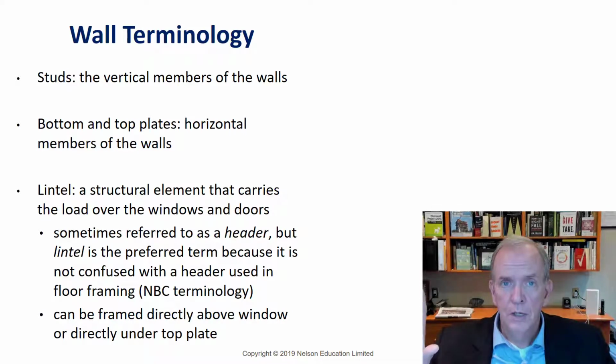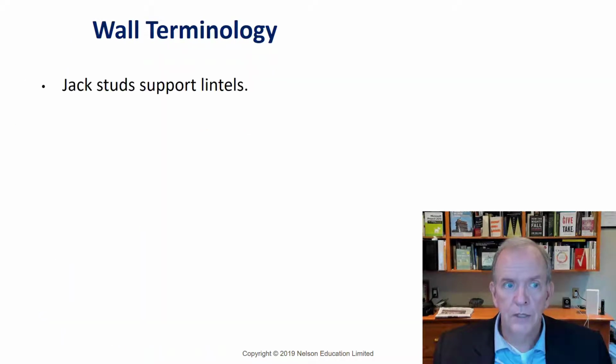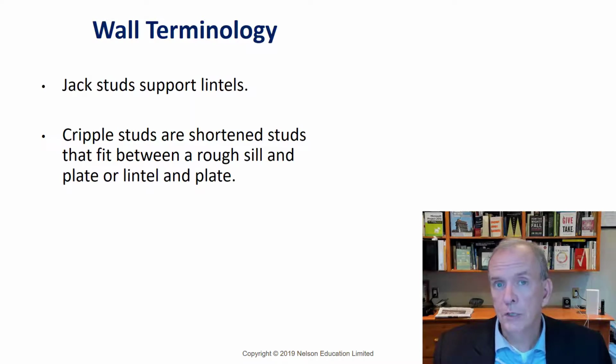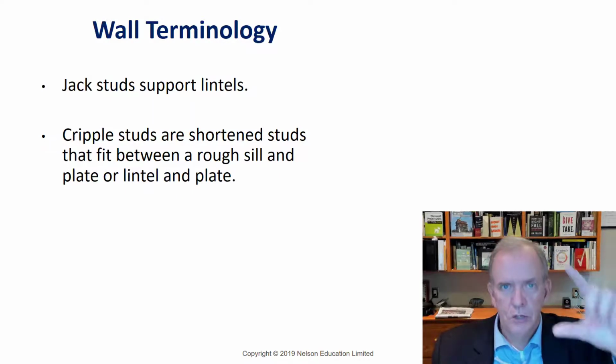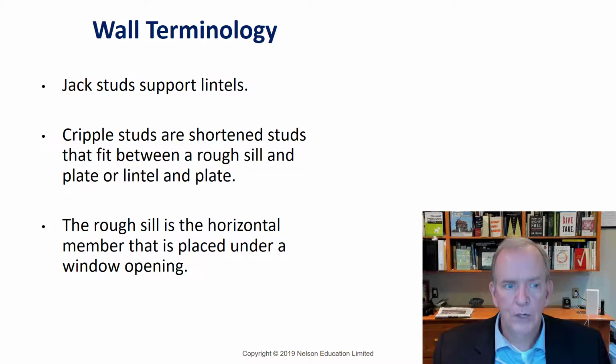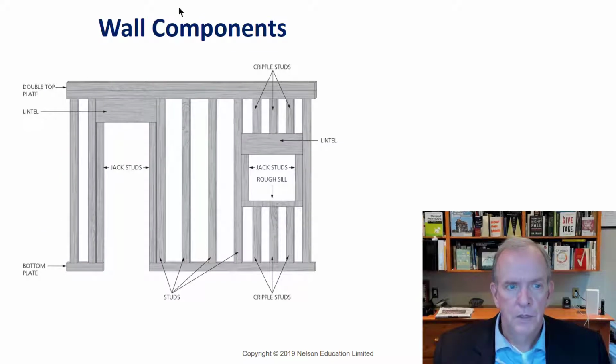Lintels in a wall opening are supported on jack studs. That's a type of stud that's shortened to carry the load of lintels. And cripple studs are shortened studs. Those are like tail joists in a floor, which are shortened joists. Cripple studs might go over where a lintel is, or underneath a sill for a window opening, and we call that a rough sill. So probably the best way to look at it is: these are cripple studs. They're shortened. These are cripple studs. This is a lintel. These are jack studs. This is a rough sill. And so these are all the components.